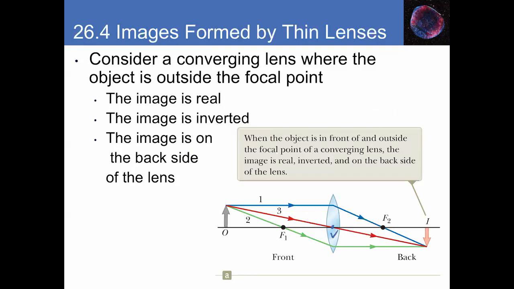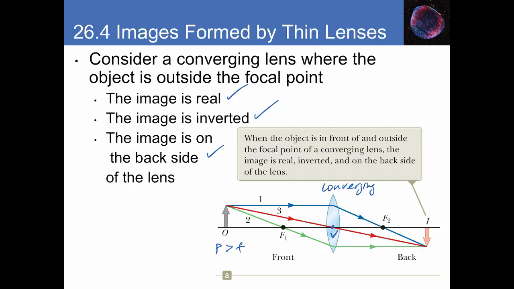So if I do that for the converging lens, and P is greater than F, this is basically what we're going to get always. We get an image in the back of the lens, and it's going to be real and inverted. And the size can vary. The further you are from the point F1, the smaller the image. The closer you get to F1, the bigger the image gets. So that's kind of what we get.